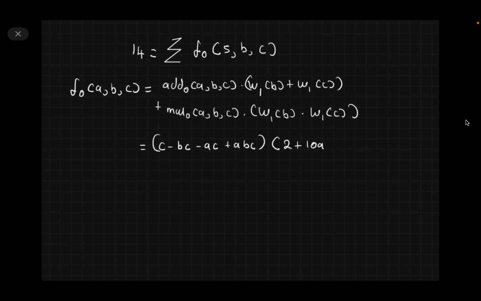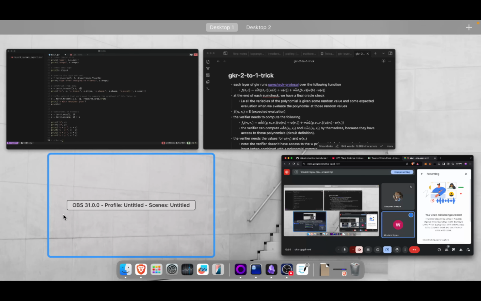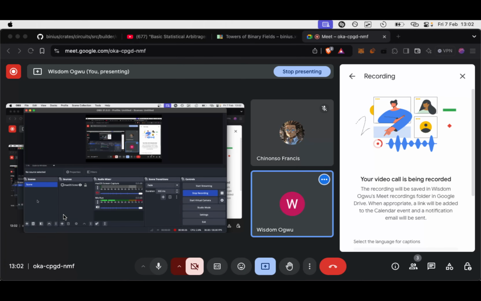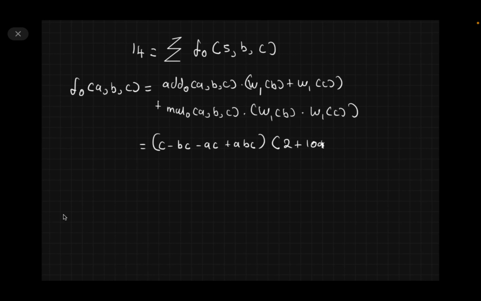Okay, so W1 is actually W1 of B. So wherever we see A, we put B. So wherever we see A, we put B, right? And then plus W1 of C, which is exactly the same thing, but C. Okay, makes sense?